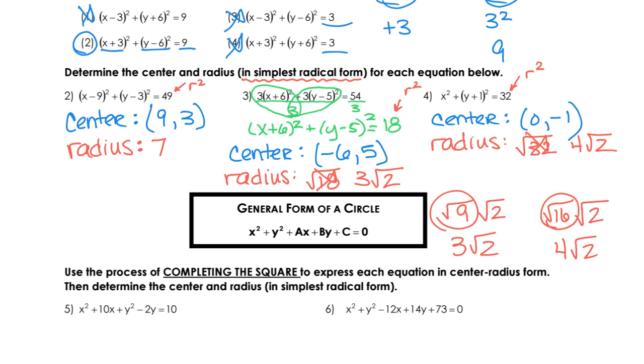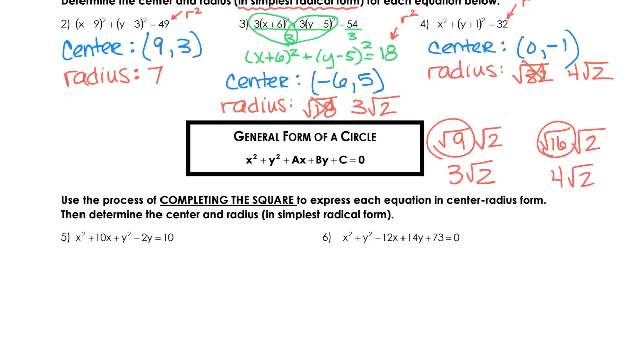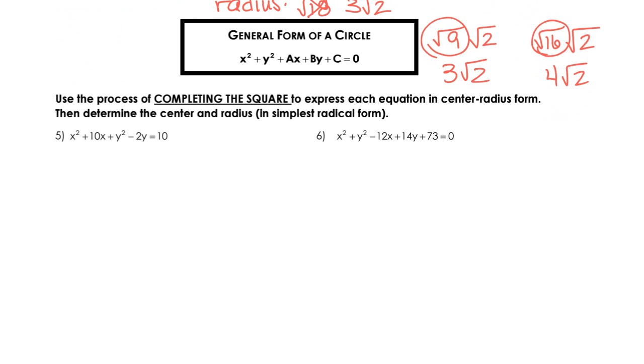All right, let's go ahead and take a peek at what we've got next. So we also talked about general form, where you expand your parentheses, get it equal to 0, and order your terms.